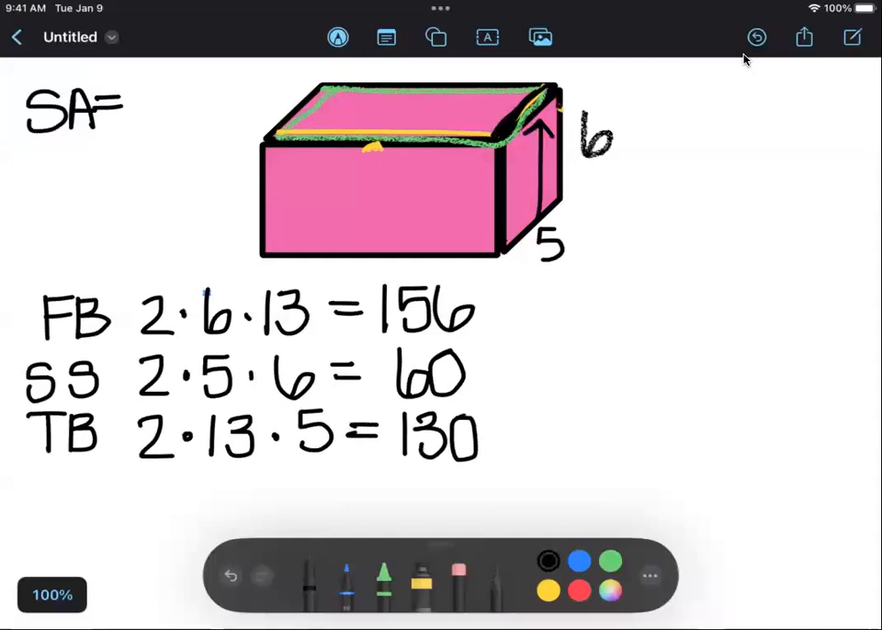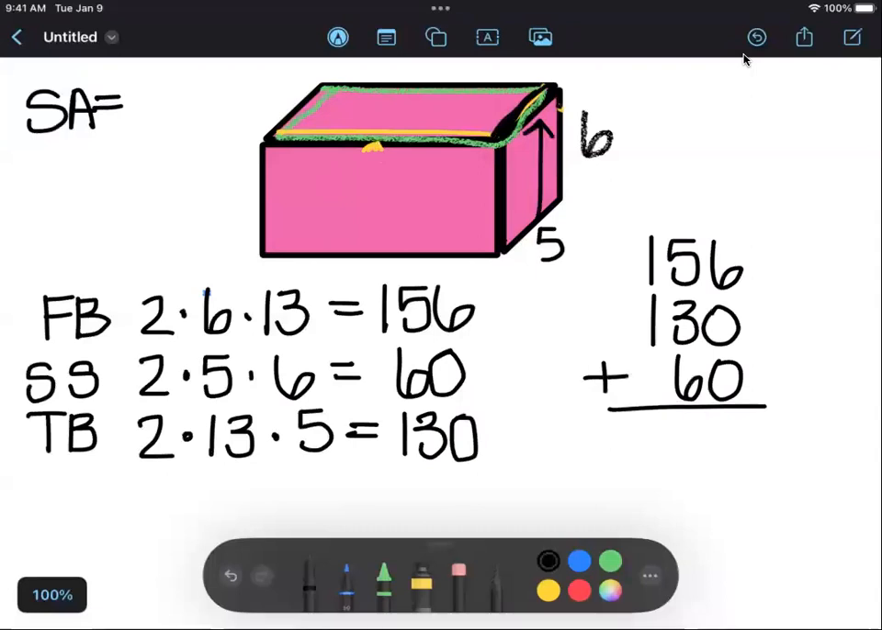Now we have to add all these up together to get the total surface area. So we have 156 plus 130 plus 60. So this would be 6. 5 plus 3 is 8. 8 plus 6 is 14. And then 1 plus 1 plus 1 is 3. So the total surface area would be 346.